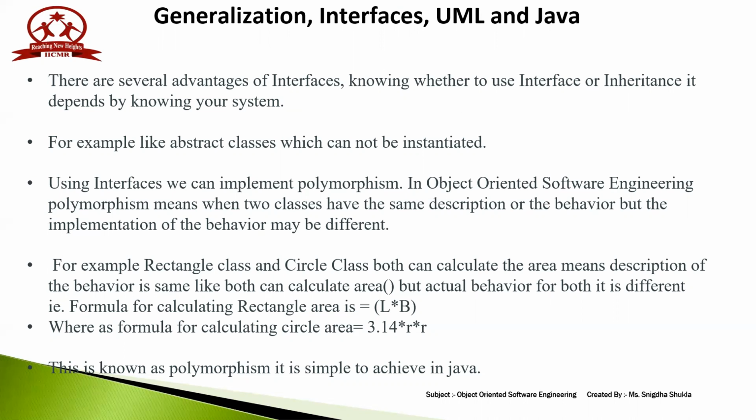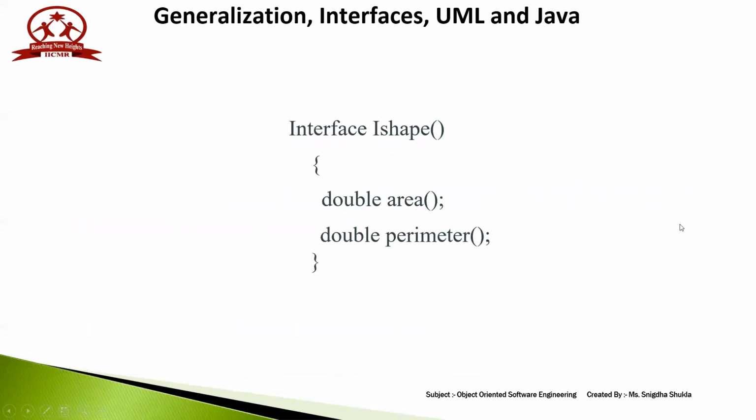It is simple to achieve in Java. This polymorphism we can achieve in Java, and in both the cases the method names are the same, but the actual behavior of both methods is different in different classes. Here we can see one example. The interface is IShape, and the IShape interface has two methods, area and perimeter, both double methods. Because it is an interface, the name I have given is IShape.